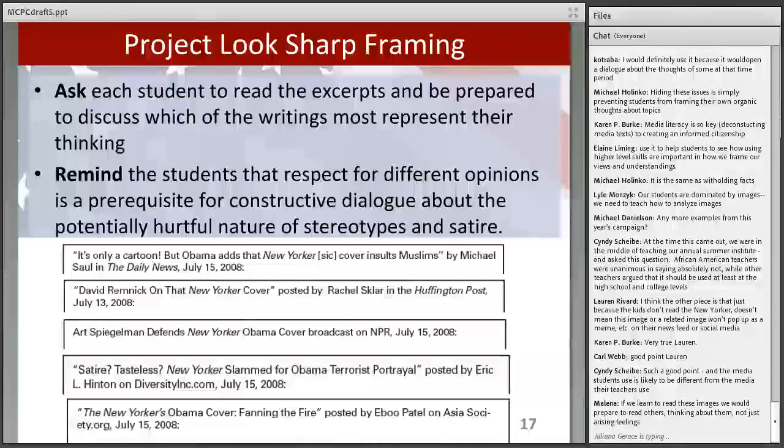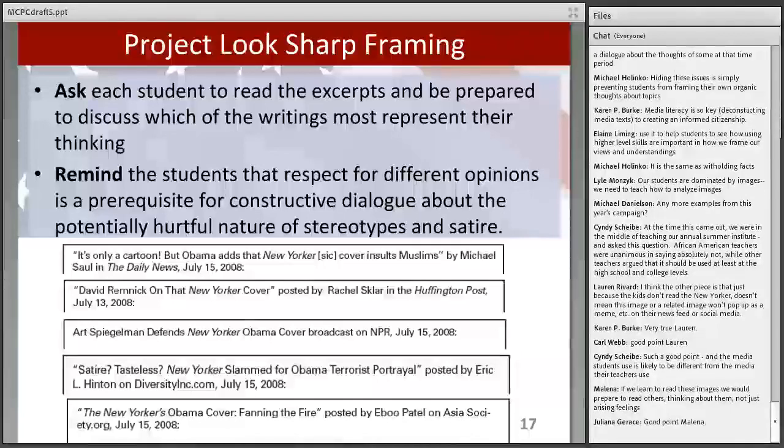I want to read what Milena says here. If we learn to read these images, we would prepare to read others, thinking about them, not just arising feelings. So we need to recognize that feelings will come up, but we also have to have ways to frame the discussion so that students are learning more to think critically, to ask questions of one another in a way that will really help further the dialogue and discussion.